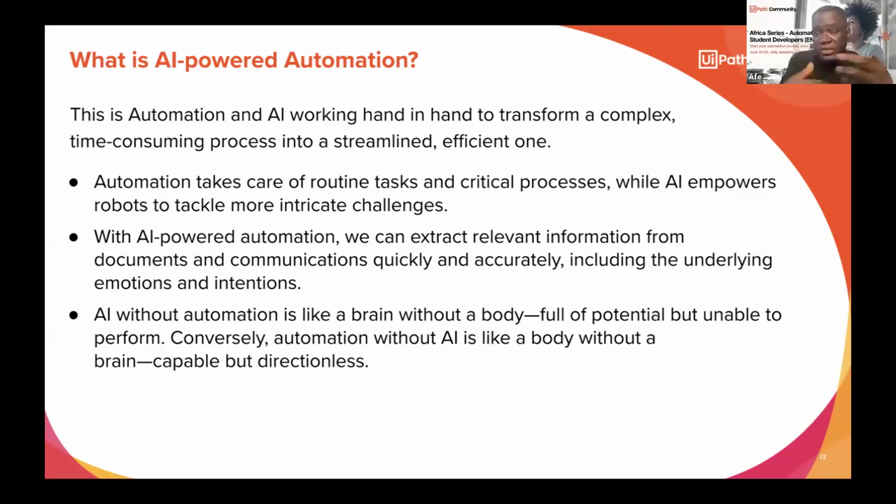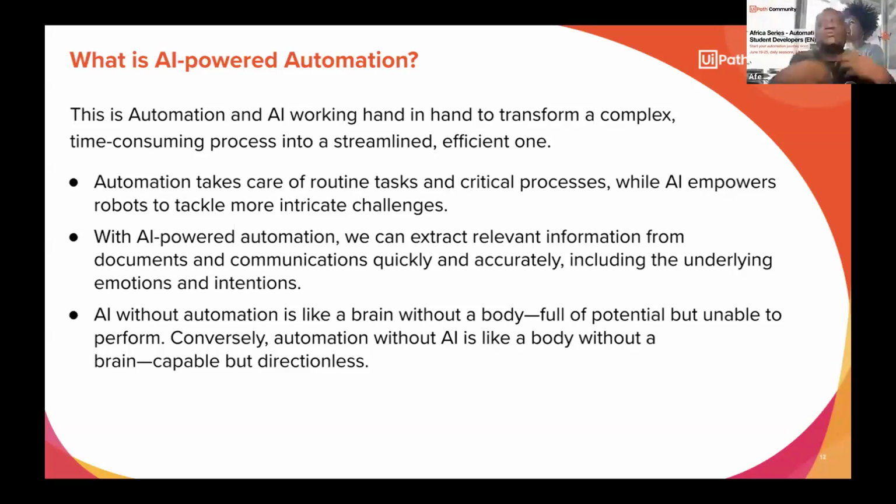Well, by communications, I mean emails, as well as you can, and even much faster without even getting tired. So with AI automation, we can extract relevant information from documents and communications quickly and accurately, including the underlying emotions and intentions. So AI without automation is like a brain without a body, full of potential, but unable to perform. Conversely, automation without AI is like a body without a brain, capable, but without direction.